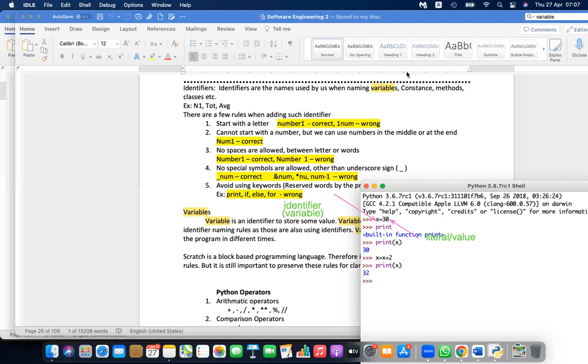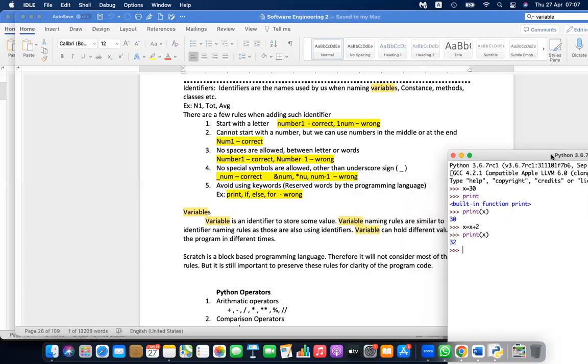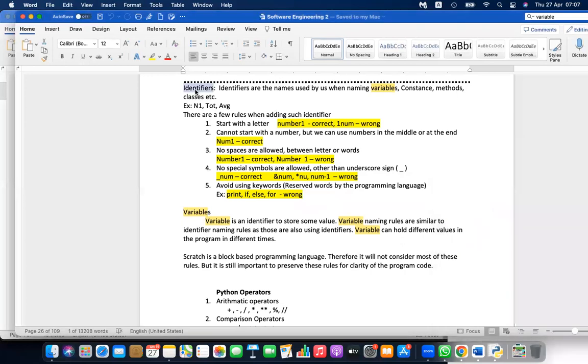Okay, let me clear this. And here you can see identifiers. An identifier can be anything to identify a variable. Constant means a fixed value. Method, a function, or class. We can use identifiers. I think you can write down this part very quickly up to here.